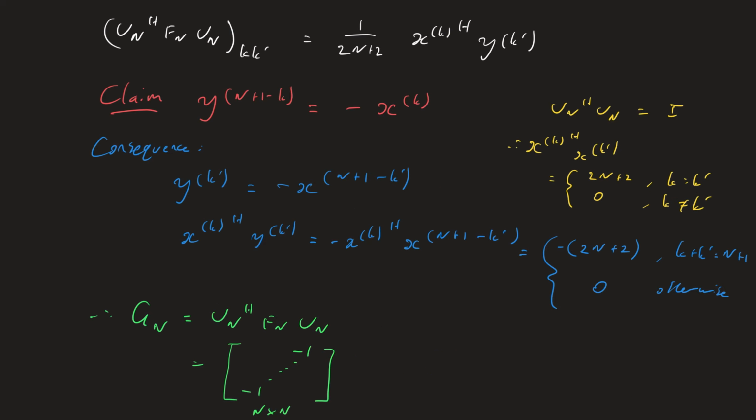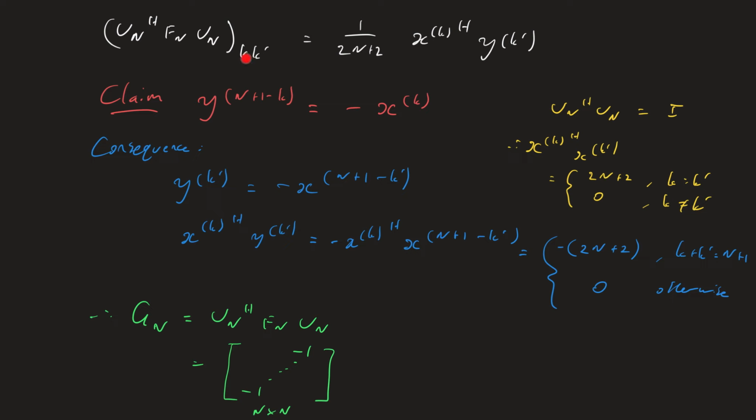We saw on the previous page that the columns of U are given by x1 up to xN. The columns of F times U are given by y1 up to yN. We will prove on the next page that the (N+1-k)-th column of FU is equal to the negative of the k-th column of U. The consequence of this claim is that we can readily evaluate each element of the matrix U^H F U.